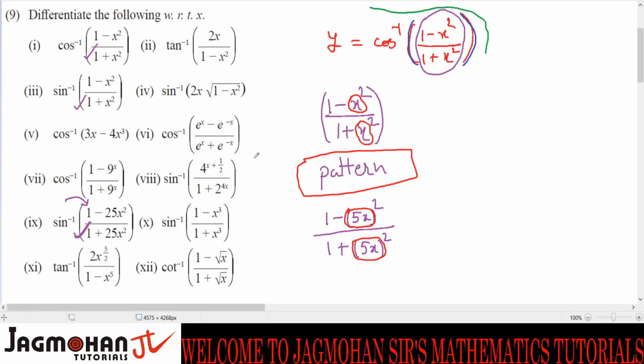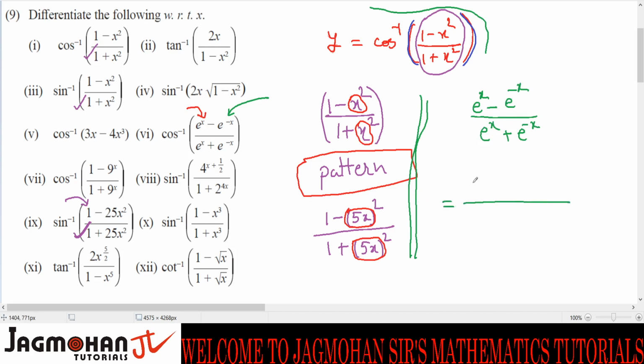Now I will tell you one more thing. Look at this one, students. Here it might look different, but something very interesting is here. See here, it is e raised to x minus e raised to minus x upon e raised to x plus e raised to minus x. Let me write this as e raised to x minus 1 upon e raised to x. You agree? 1 upon e raised to minus x is e raised to x, and the denominator is e raised to x plus 1 upon e raised to x.